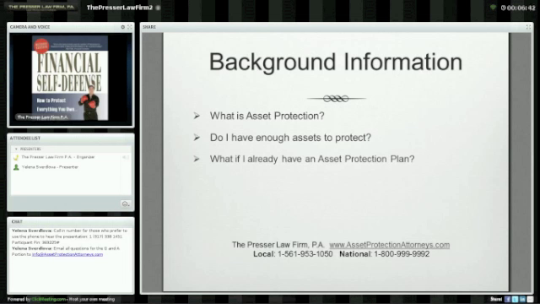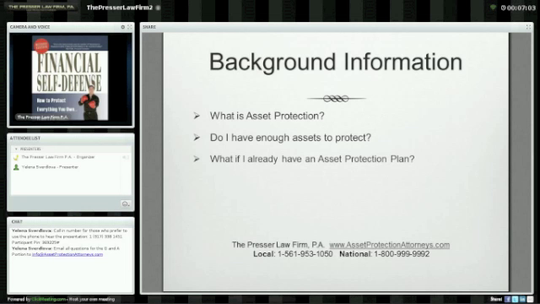Just some background information. First of all, what is asset protection? To me, asset protection is the legal process of titling both your personal and business assets to put them beyond the reach of future potential threats and creditors while simultaneously enjoying those assets. Now I know that's a long definition, so I'm going to say it again. To me, asset protection is the legal process of titling one's personal and business assets to put them beyond the reach of future potential threats and creditors.